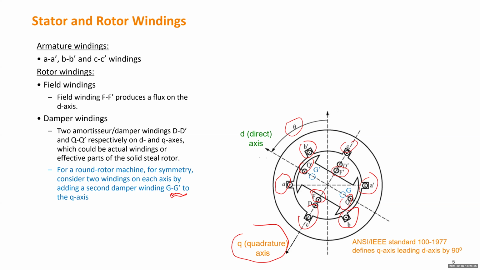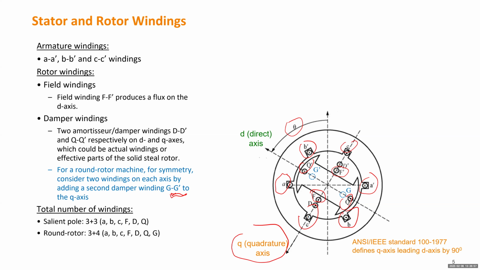Any questions here? Okay, so let me summarize how many windings we need to model. If it's a cylindrical rotor generator, we have 3 stator windings, which are A, B, and C. And we have 3 rotor windings, including F in the D axis, D in the D axis, and Q in the Q axis. For a round rotor generator, for the rotor, we need to add a second damper winding just to make 2 damper windings in each axis. Those are usually considered the minimal number of windings you need to model.